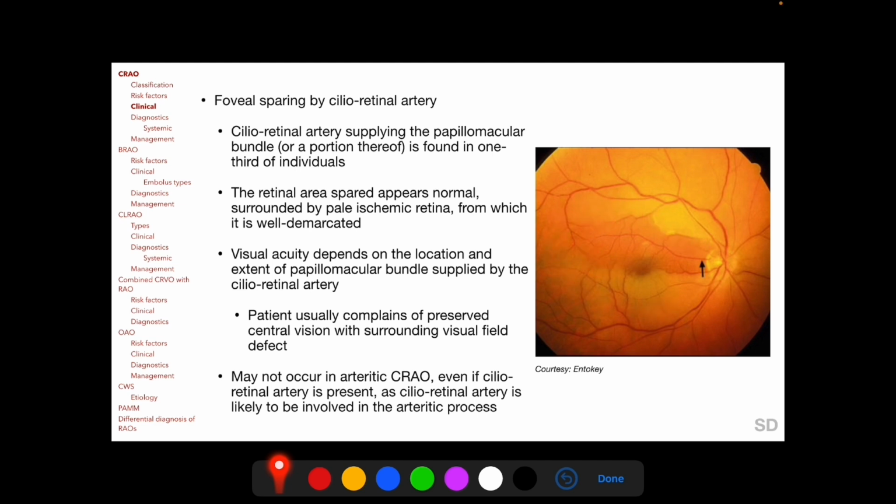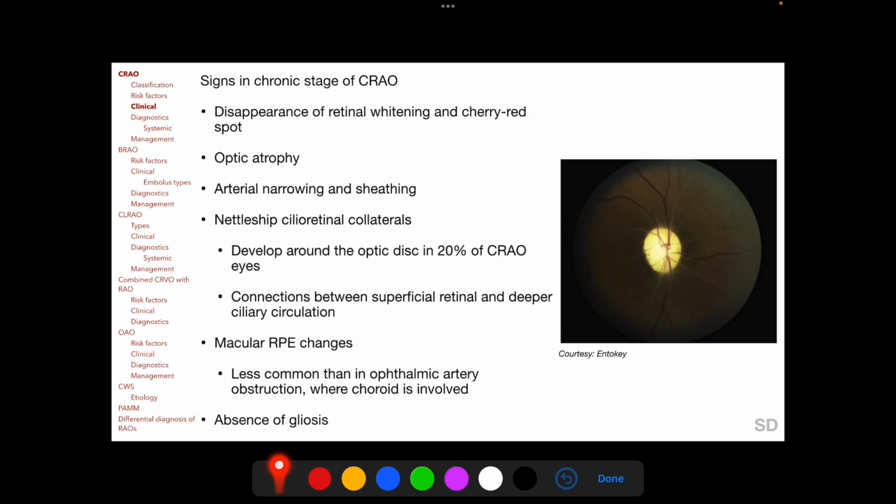In these patients, visual acuity depends on the portion of the papillomacular bundle supplied by the cilioretinal artery, and these patients usually complain of preserved central vision with surrounding visual field defect. And even if a cilioretinal artery is present in an eye with arteritic CRAO, foveal sparing by the cilioretinal artery does not occur in these eyes, as the cilioretinal artery is likely to be involved in the arteritic process and thus also becomes occluded in addition to the occlusion of the central retinal artery. Several days to weeks after the onset of CRAO, the retinal whitening and cherry-red spot disappear as we have discussed.